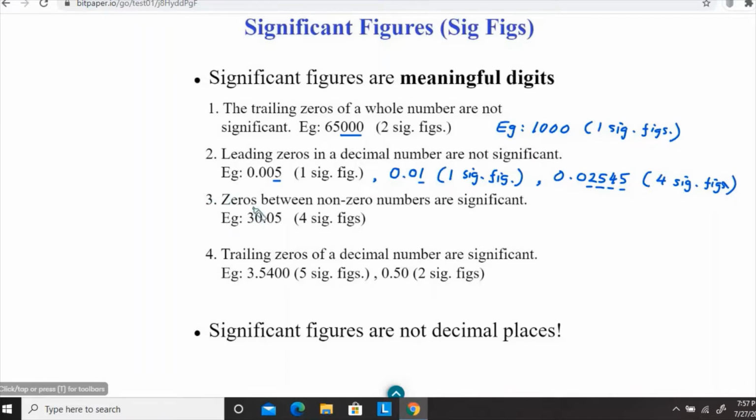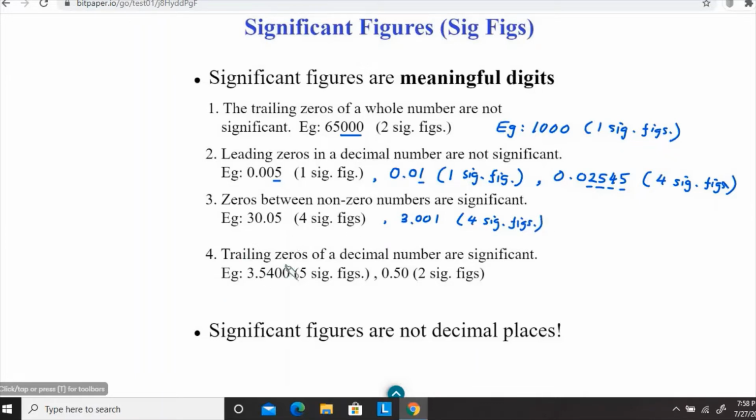The third rule is zeros between non-zero numbers are significant. So if you have non-zero numbers and zeros between those non-zero numbers, then they are significant. So again, you can see as a result, you have 4 significant figures. If you have something like 3.001, then there are 4 significant figures in this case. 4 sig figs.